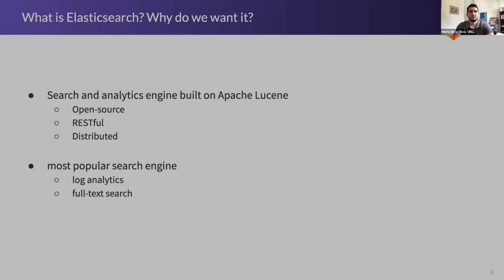So first of all, what is Elasticsearch? It's a search analytics engine built on Apache Lucene, which is a full text search engine. It's open source, it's RESTful, and it's distributed. You can have multiple shards that talk to each other, so you can distribute the data and the work of finding the data. It's actually the most popular search engine for both log analytics and full text search, and with good reason. It is very, very good at what it does.